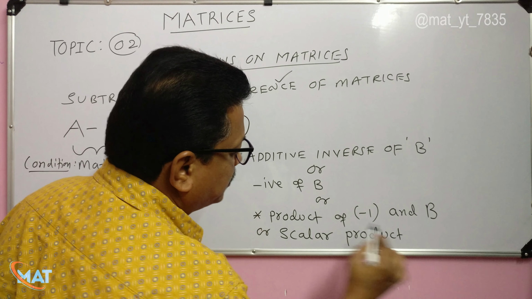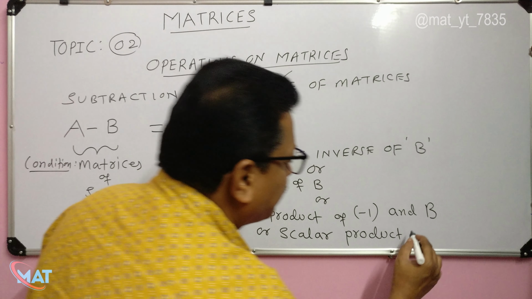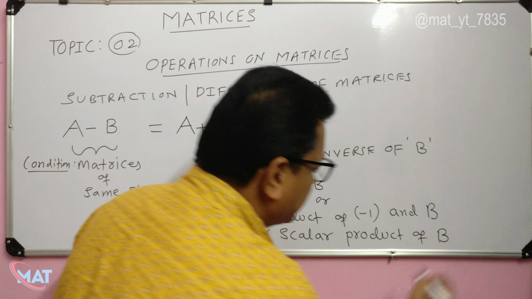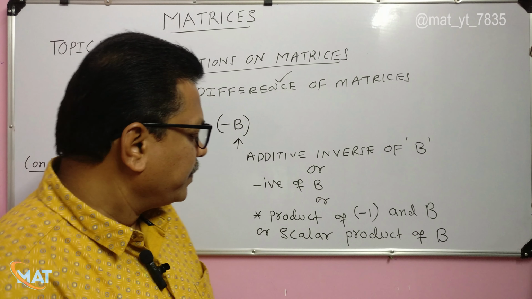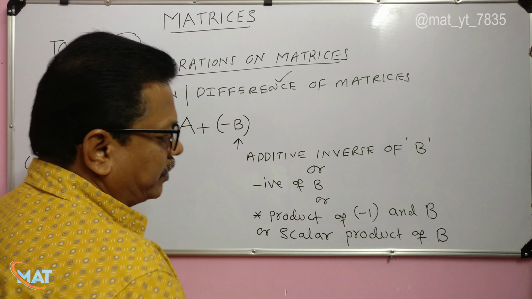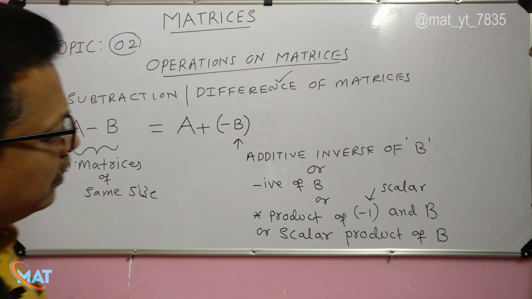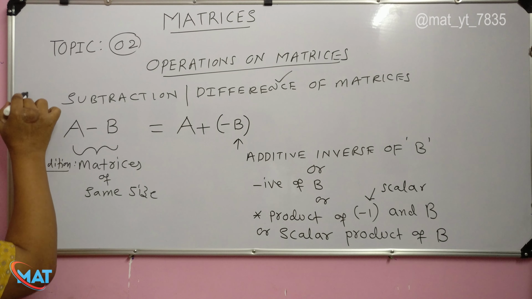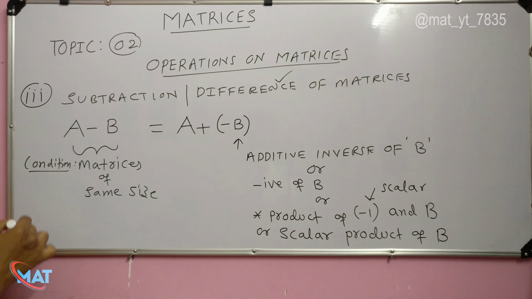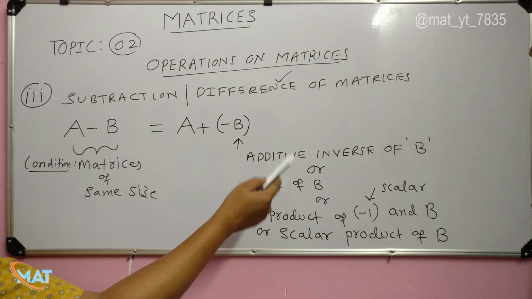Why is it a scalar product? Scalar means any real number. It is the scalar product of B, because we are multiplying a scalar number with B. Minus 1 is a scalar, B is a matrix. So you should be very careful with respect to the third operation on matrices, subtraction of matrices or difference of matrices, A minus B. We should write actually A plus negative B, or the additive inverse of B.